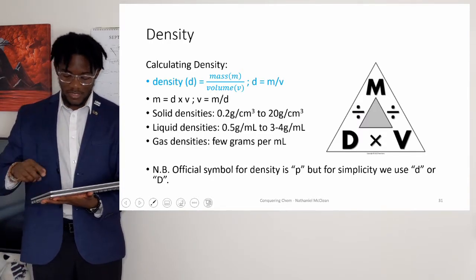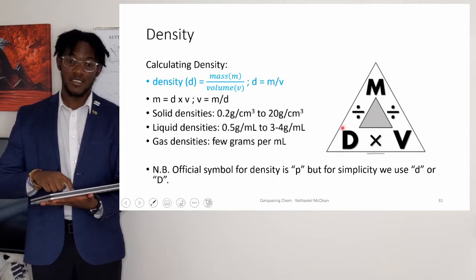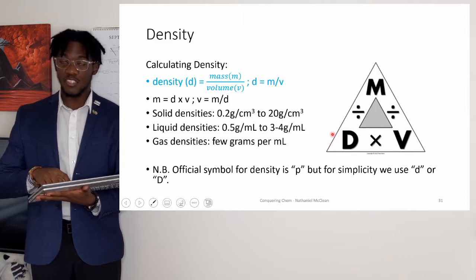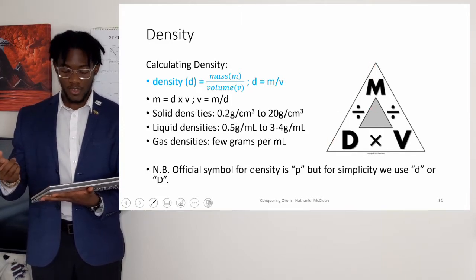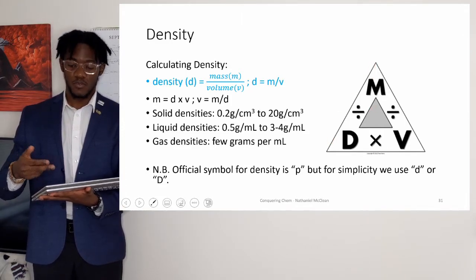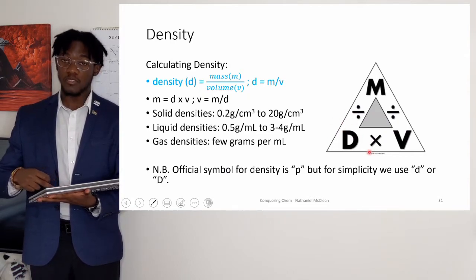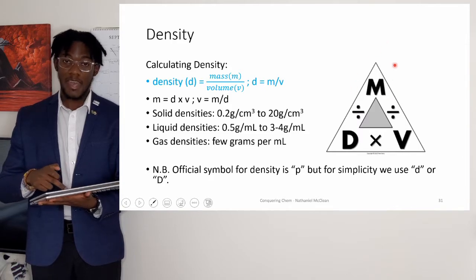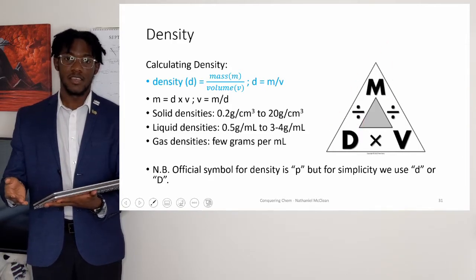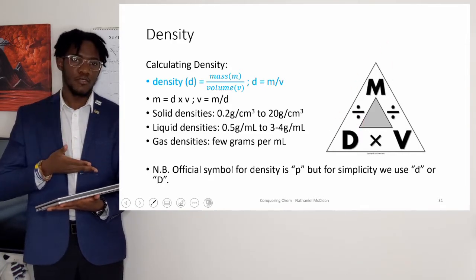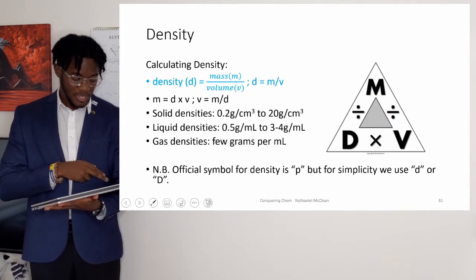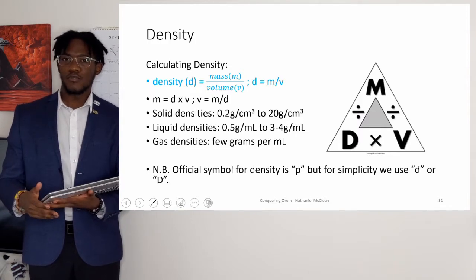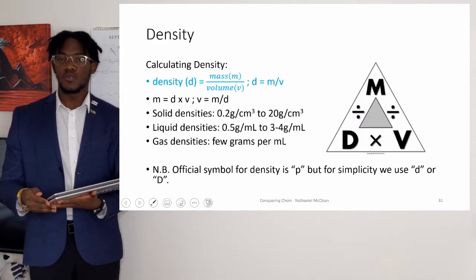It basically tells us that if we want to find the density, we look at the triangle and see that the M is over the V. So the density is equal to the mass divided by the volume. Now, if we want to find the mass, we simply take the density and multiply it by the volume. And if we want to find the volume, we simply take the mass and divide it by the density. Before moving on, as I have at the bottom of this page, sometimes you might see the symbol ρ for density. That's one of the official symbols for it, so don't get confused. For now, we will stick to D.